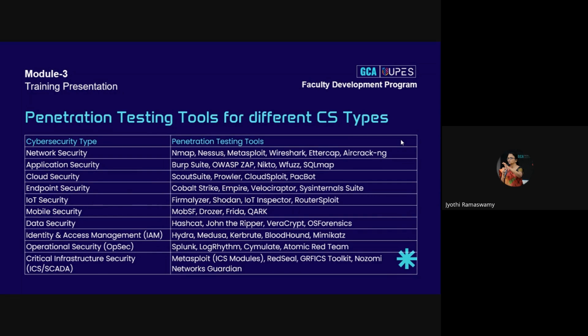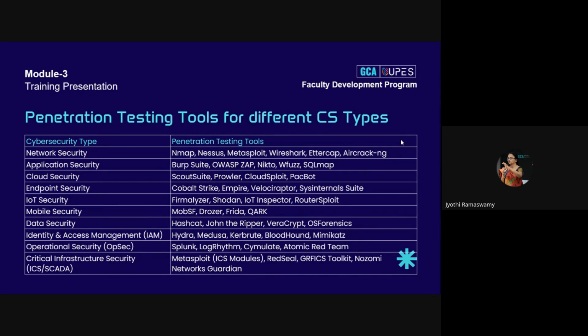Now, what are the different penetration testing tools that are available in the market, for different cybersecurity testing? We looked into the various cybersecurity requirements. So what are the tools? For network security testing, the tools are Nmap, Nessus, Metasploit, Wireshark, Ettercap, Aircrack, and all these things.